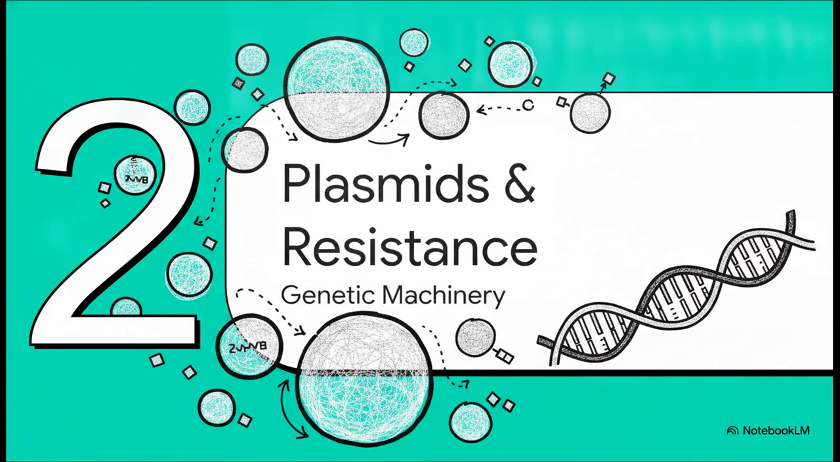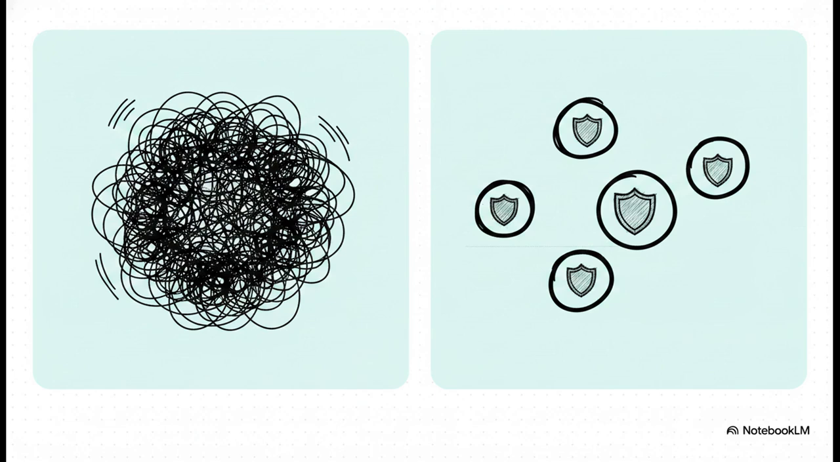Moving on to Section 2, plasmids and genetic resistance. Now, what's really interesting about this slide is the stark contrast in how bacteria organize their DNA compared to our own cells. Bacteria completely lack a nuclear membrane, so their primary genetic material, the bacterial chromosome, just aggregates in a centralized, uncompartmentalized space called the nucleoid zone. It's this massive, single, continuous strand of circular double-stranded DNA holding all the essential instructions for survival.